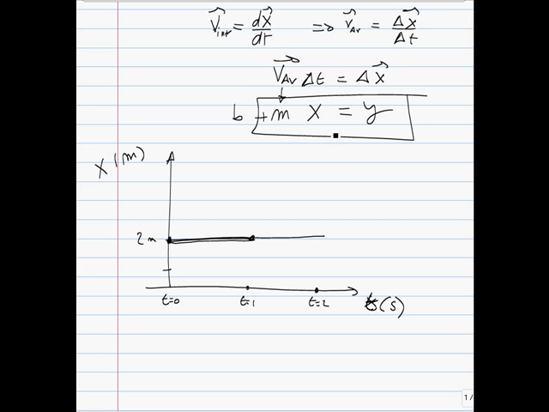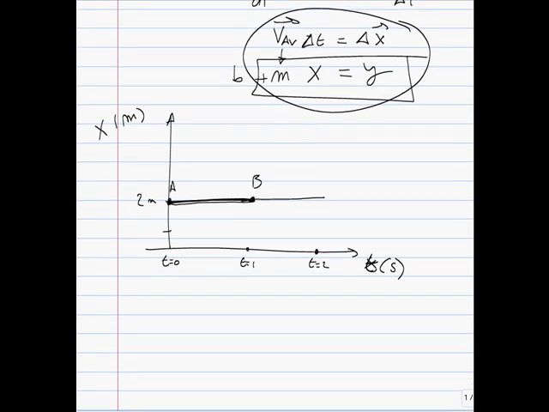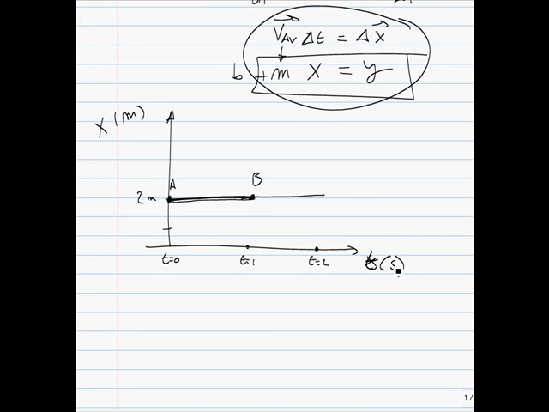We could have deduced this from the line equation. If the slope of the line between point A and point B is 0, then we know that the velocity is 0. So whenever you see a horizontal line in the x versus t diagram, you know that the displacement is 0, therefore you don't change your position and your velocity is 0.